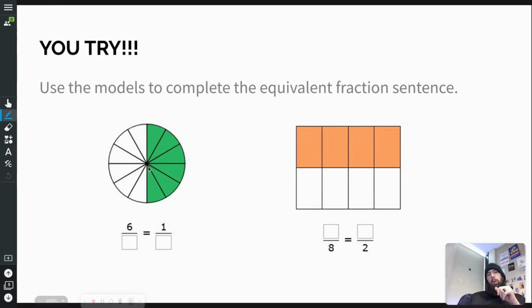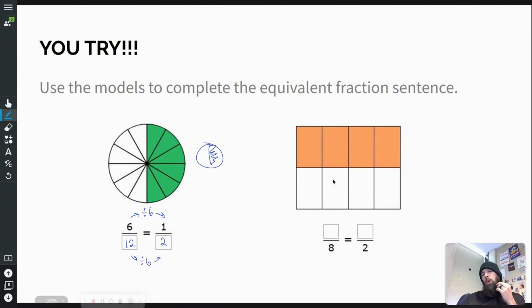Welcome back. Okay. I got 1, 2, 3, 4, 5, 6, 7, 8, 9, 10, 11, 12. 6 out of 12. All right, what can I do to 6 to get to 1? Well, that gets smaller, so I'm going to have to divide. 6 divided by 6 is 1. So 12 divided by 6 is going to be 2. That makes sense. That looks like a half. If I were to draw that out and cut it into 2, shade just one side, yep, that's a half. Okay, makes sense to me.